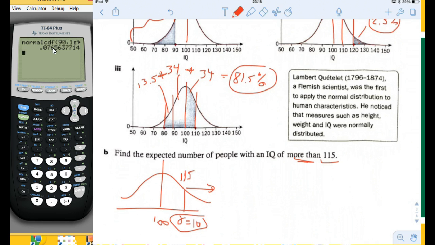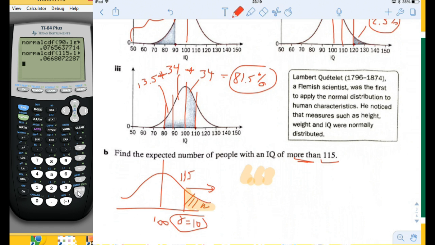Okay, so let's use a calculator because 115 is not on a standard deviation interval. We can't just use the rule we've been using. So the lower limit would be 115 because it's on the left. The upper limit would be infinity. The mean would be 100, and the sigma would be 10. Paste. Okay, and so the percentage of people would be 6.68%.